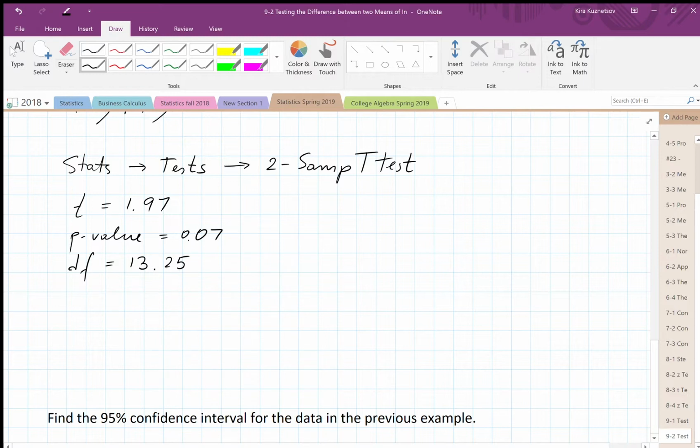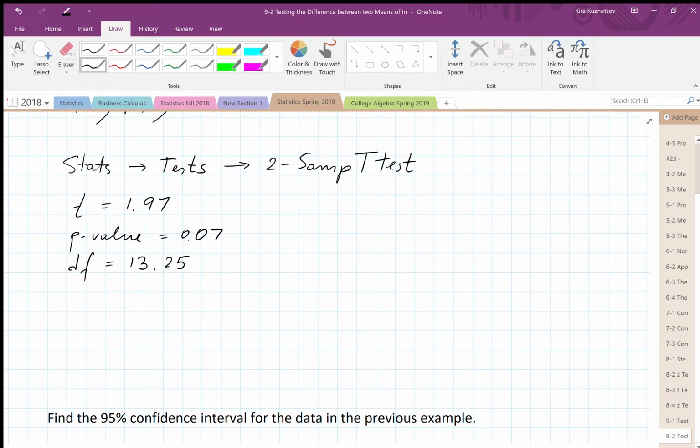So this is the type of normal curve that we're going to use. It falls under the degree of freedom of 13.25, whatever that means. The larger the degree of freedom, the closer it actually looks like the standard normal curve. So that's what that number represents. It's how far away it is from the standard normal curve.